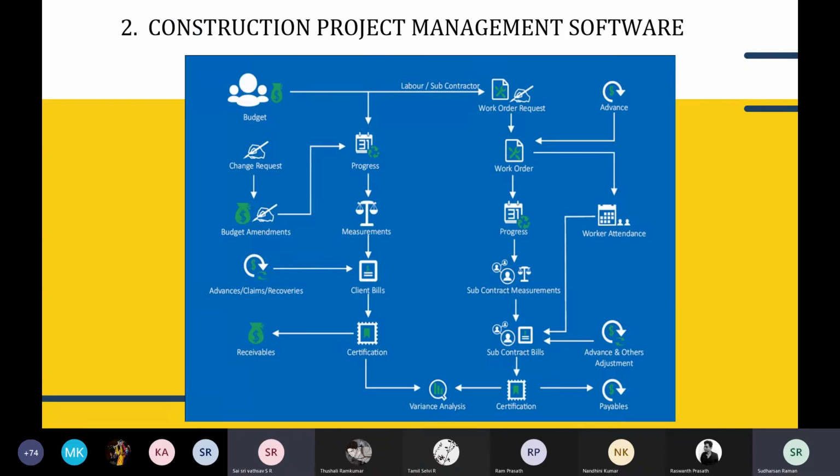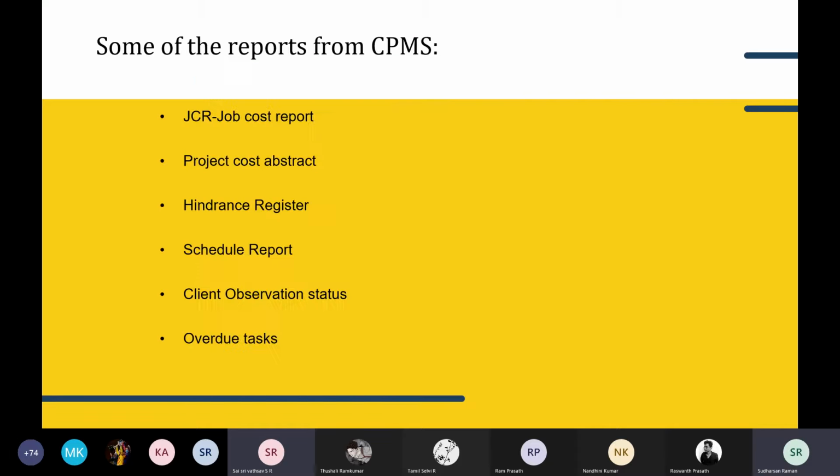Now, we will look at the project management software. Here, this is the basic flowchart of how a project operates from A to Z. This product emphasizes everything from the planning phase till the controlling phase of management in the construction sector. Next slide.